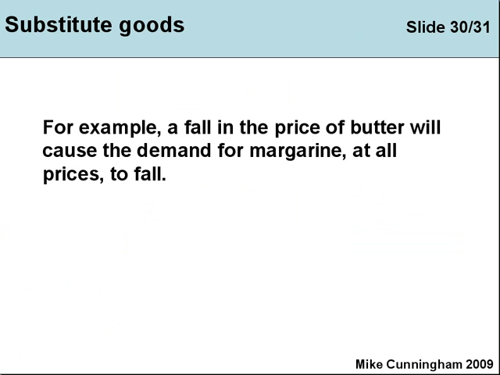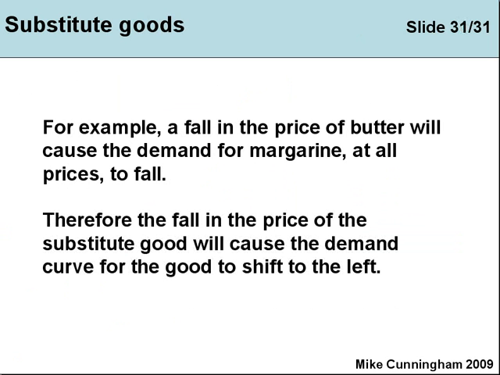A fall in the price of butter means more butter will be sold. But if more butter is sold, that means that less margarine will be sold. Substitute good. For example, a fall in the price of butter will cause the demand for margarine to fall at all prices. Therefore, a fall in the price of the substitute good will cause the demand curve for the good to shift to the left.